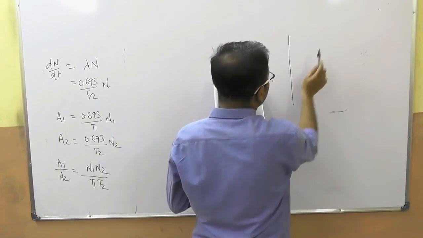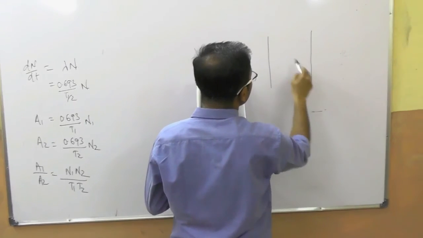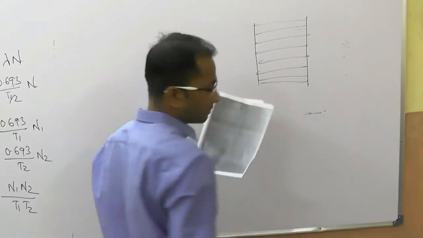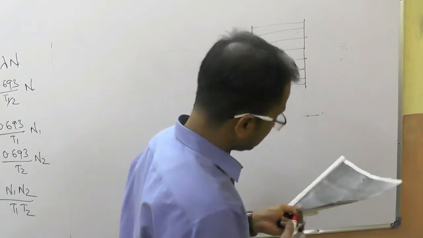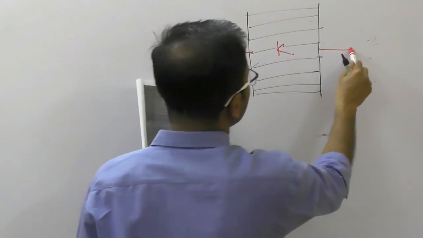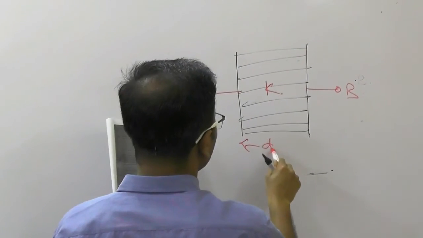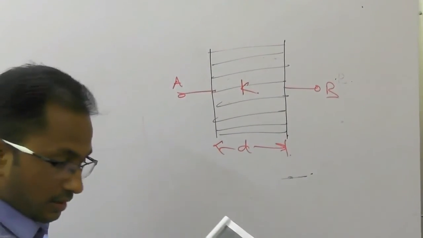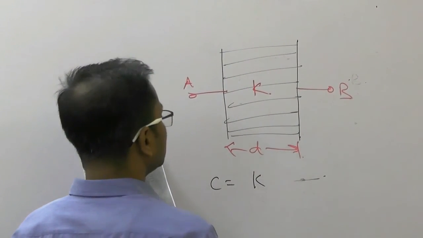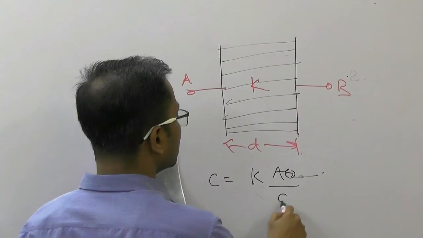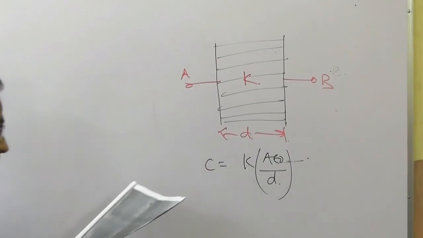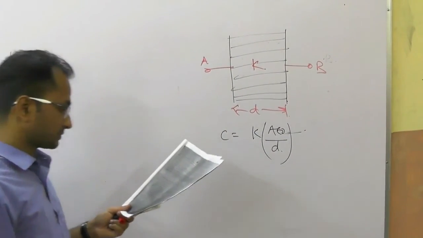So the parallel plate capacitor is filled with a dielectric of dielectric constant K. Suppose this is terminal A, this is terminal B. Now the capacitance of this capacitor will become K times A epsilon naught by D, where K is the dielectric constant and A is the cross-sectional area of the parallel plate.